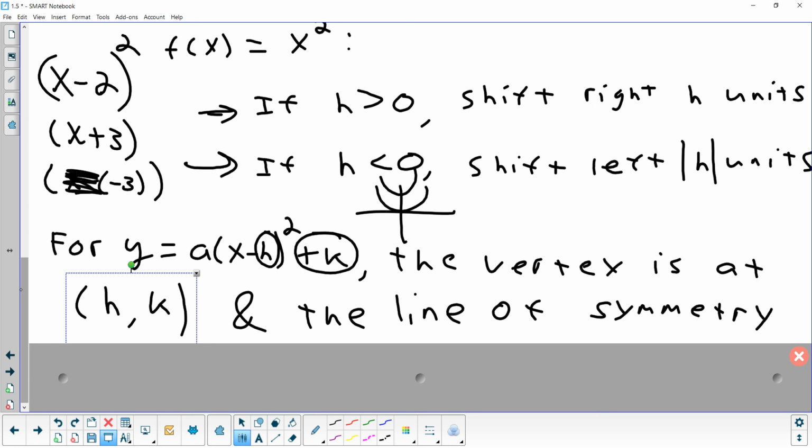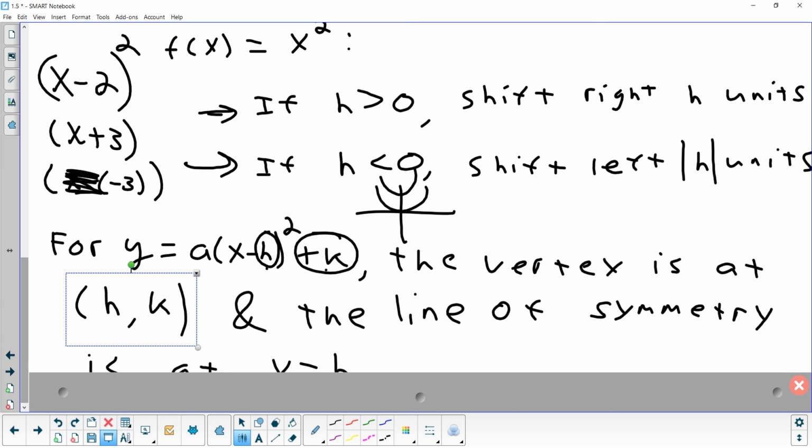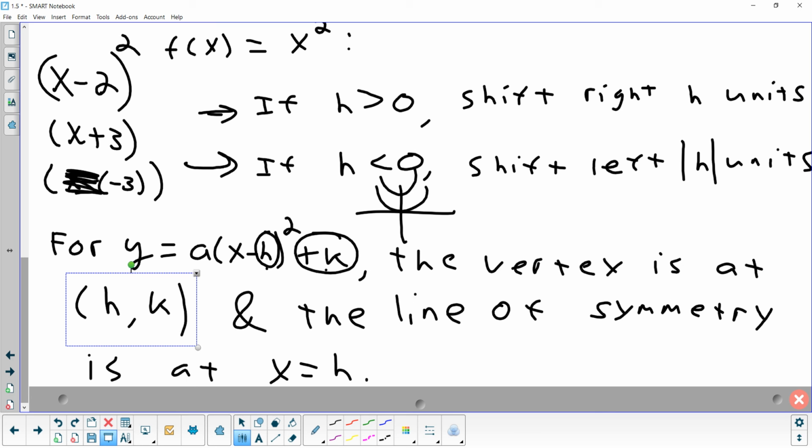And I kind of hinted at this already, but which one of these two, H or K, has an effect on the line of symmetry? Yep, Annalise. So H is the only thing that has an effect on line of symmetry. Shifting up and down has nothing to do with the line of symmetry. So if you have to find the equation of your new line of symmetry, it's x equals, because it's vertical, and it's x equals however much you shifted left or right. X equals h.